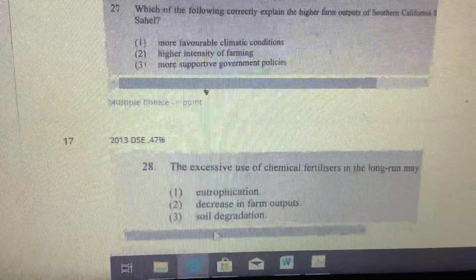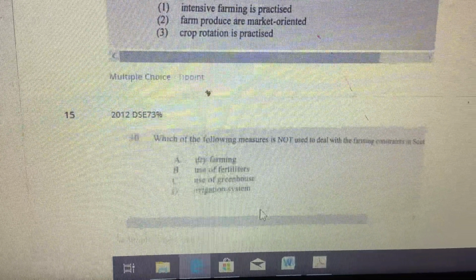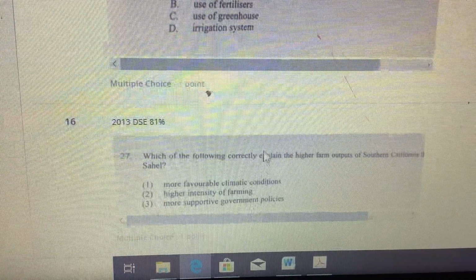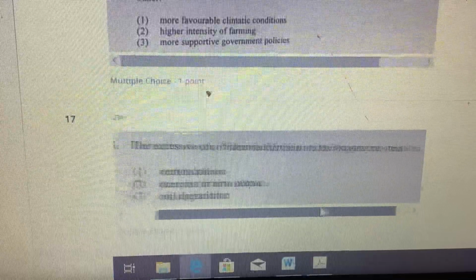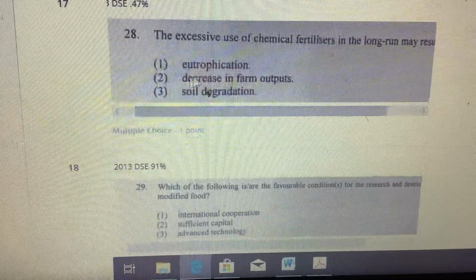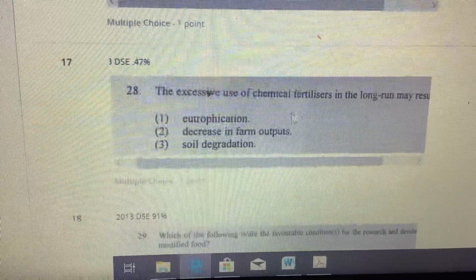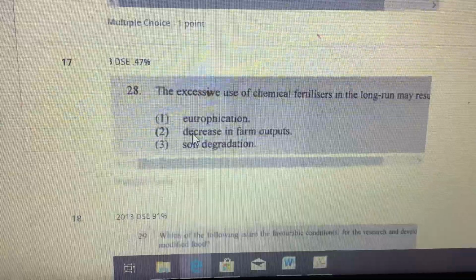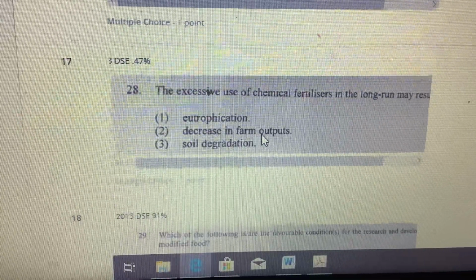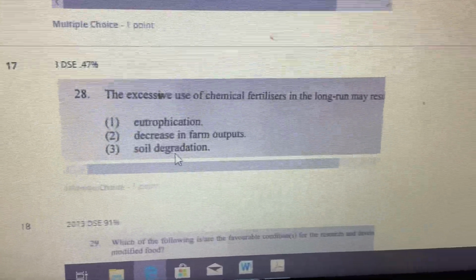Okay, this one. The excessive use of chemical fertilizer. Where is it? The excessive use of fertilizer in the long run may result in eutrophication, decrease in farm output, soil degradation. Which one? Number 1 is correct. Number 2, as you can see in the previous MC question, this one is correct. If we are doing it excessively, soil degradation is it.